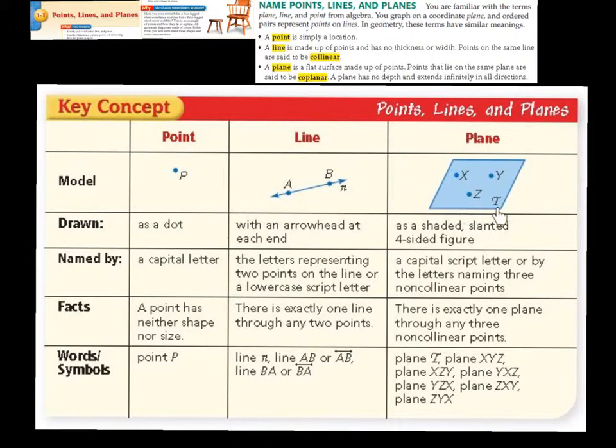A plane is denoted by a parallelogram, and we need at least 3 points to determine a plane. The capital script letter could name it, or 3 non-collinear points. There's exactly one plane through any 3 non-collinear points, and this could be named multiple ways, either with our capital script letter or those 3 letters in any order. So if we have more than 3 points on a plane, then the number of ways you could name it gets really large really quickly.